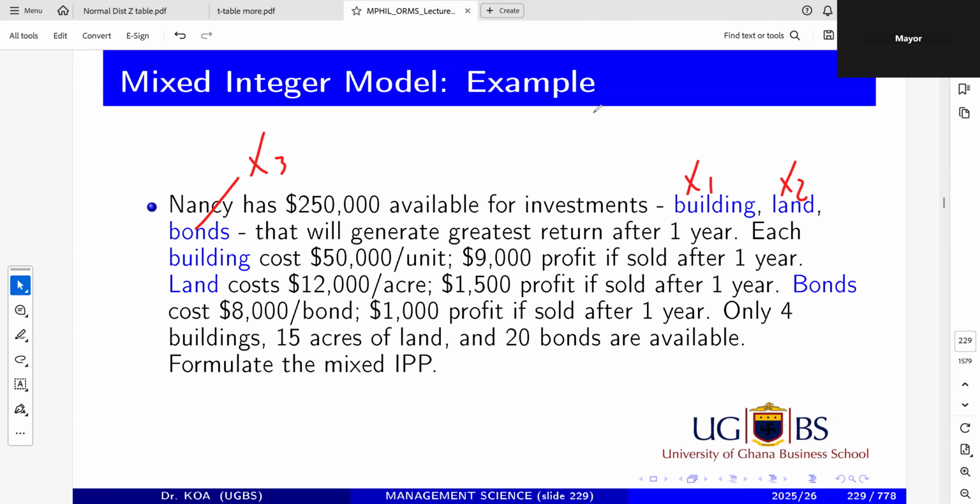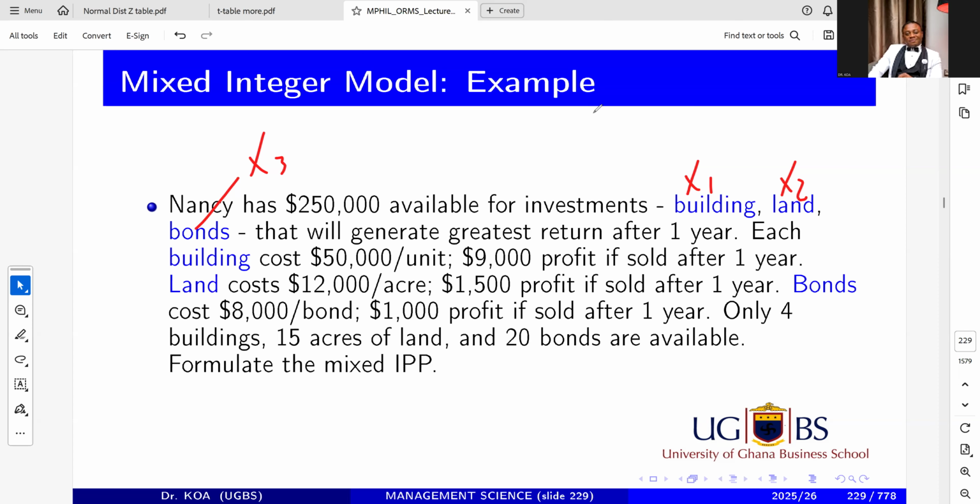So building and land can take binary form, and then bonds can take integer. No, there's nothing here that shows that it can take binary form. It has nothing to do with the previous one. Okay, sorry. So building and land can be integers, and bonds, I mean, it can take any value. Bonds can take any value. Yes, please. No, you missed them. You missed them, but you were close.